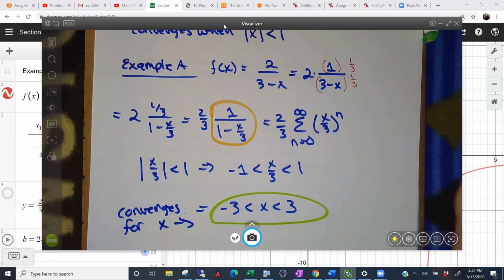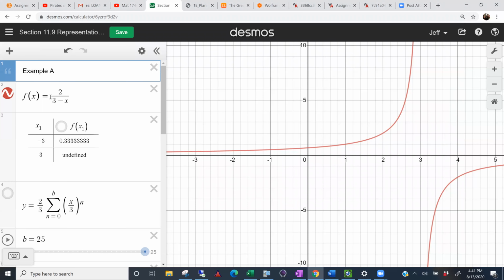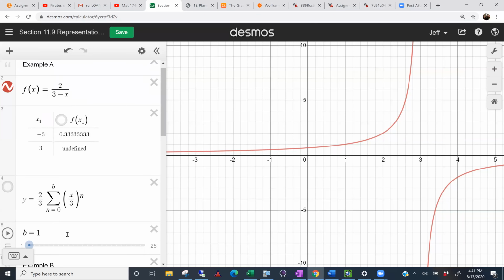Let's see what that means graphically. We can do that with Desmos. So let me come over here. Here's our function. You might not be surprised to see a vertical asymptote at x equals 3. That's because at x equals 3, the denominator is 0. That's a problem.